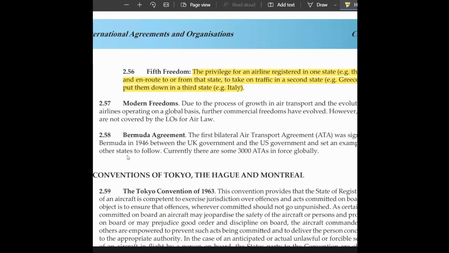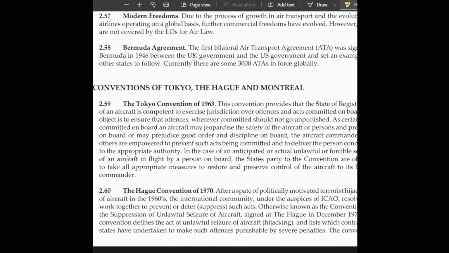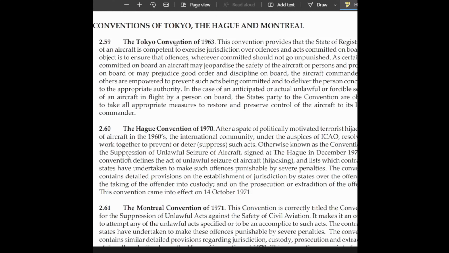All of this is not required. These are important: the conventions. The Tokyo Convention deals with the offenses and acts committed on board.